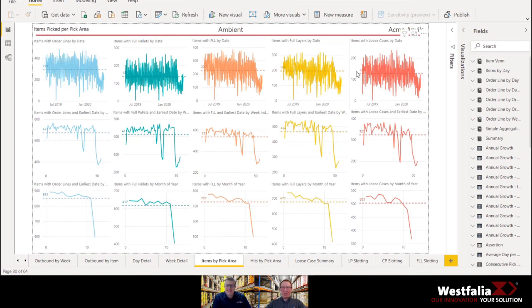So this fifth column here on the right shows us the number of SKUs in the top by day, by week, and by month.